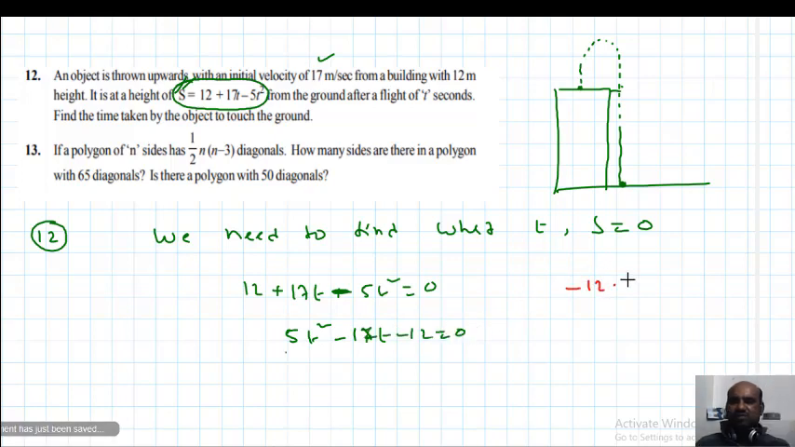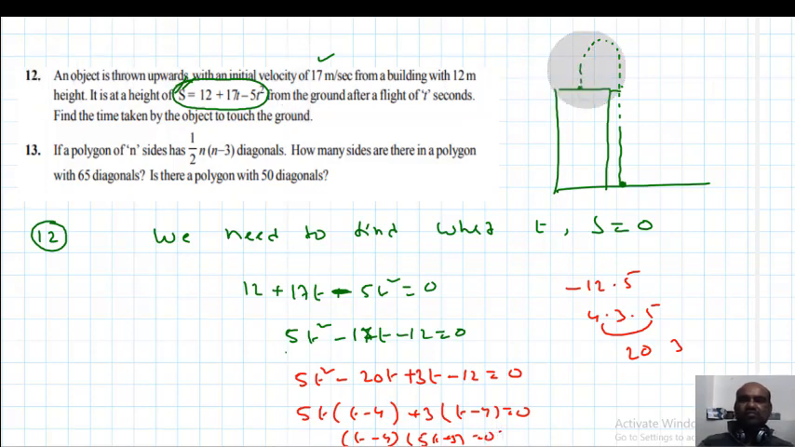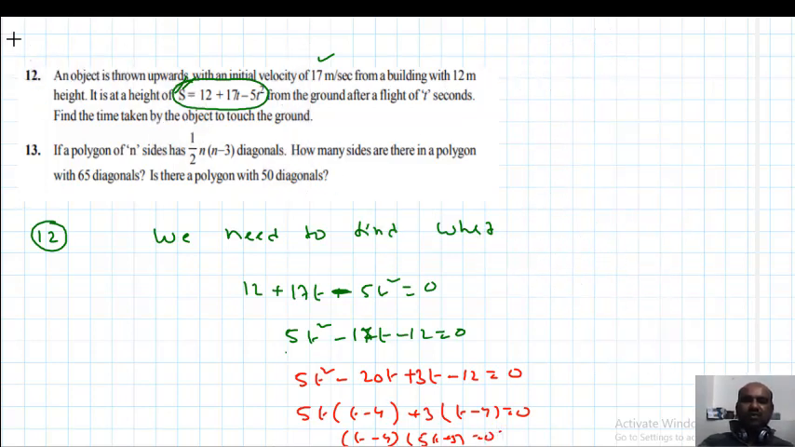So minus 12 into 5, 4 threes are 12. 20 and 3, 17 satisfying. So 5t square minus 20t plus 3t minus 12 equal to 0. 5t taken common, t minus 4, plus 3 taken common, t minus 4 equal to 0, or t minus 4 into 5t plus 3 equal to 0. Therefore t equal to 4 or minus 3 by 5.